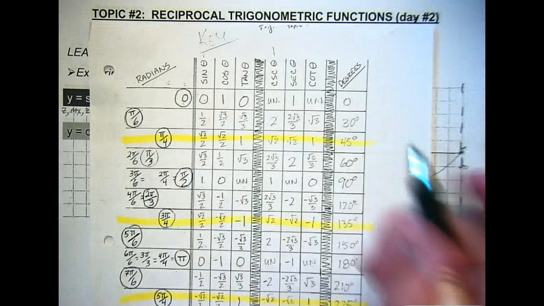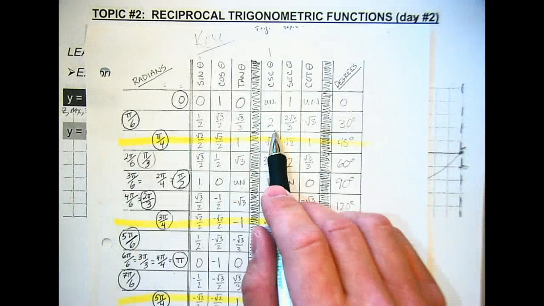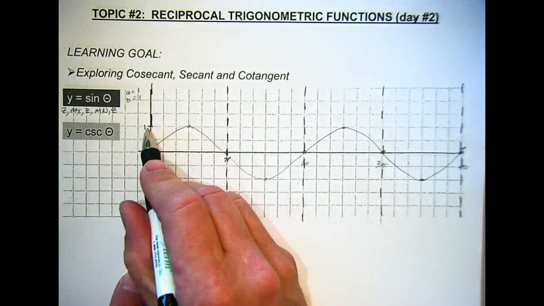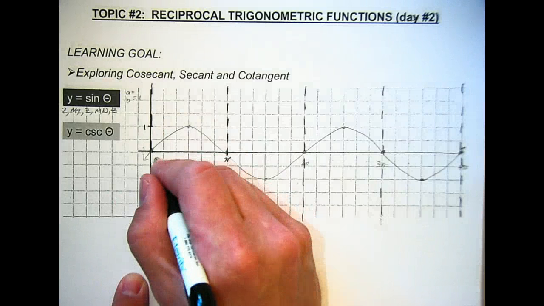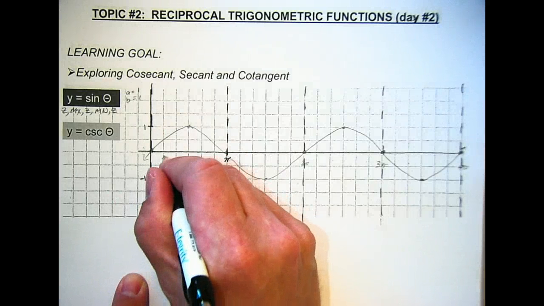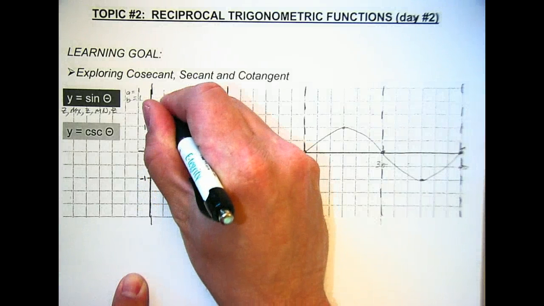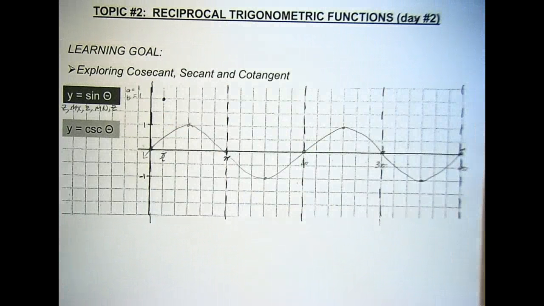Okay, moving on. So now I'm just following my cosecant here. At pi over 6, I'm at 2. So we go back here. Notice I'm going up by half. Okay, so at pi over 6, this is 1 pi over 6. I'm at 2. So I've got to go up to 2 and put a point. Okay? Now actually, well, we'll do that a different way.